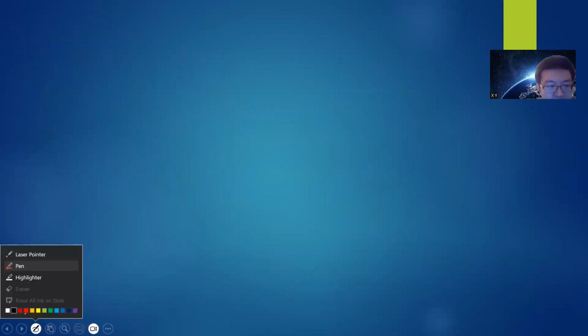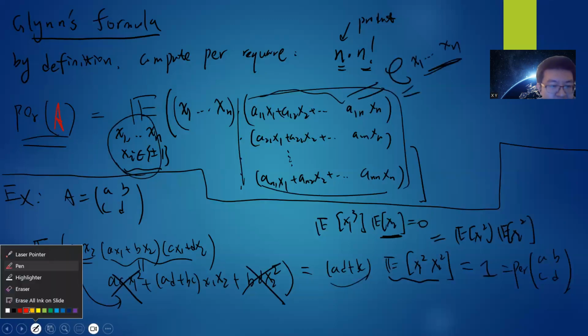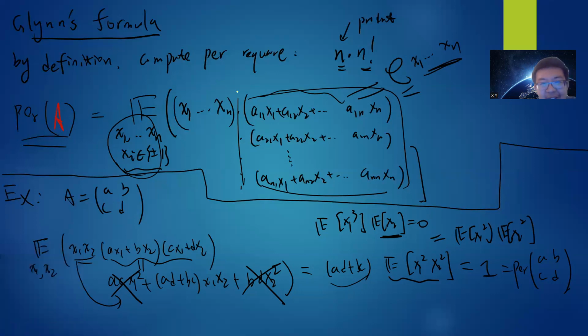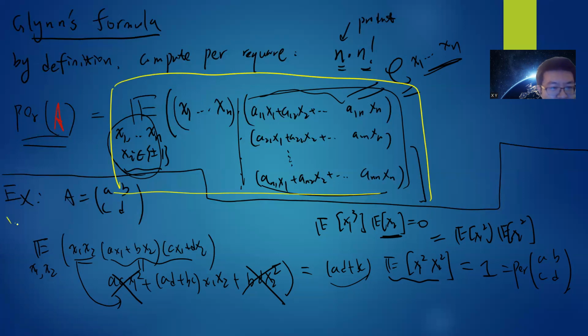Okay, but a very weird thing happened, right? Because you have such a formula, the Glynn formula, so you can compute the permanent. Let me just write down: you can compute the permanent in 2 to the n squared time.